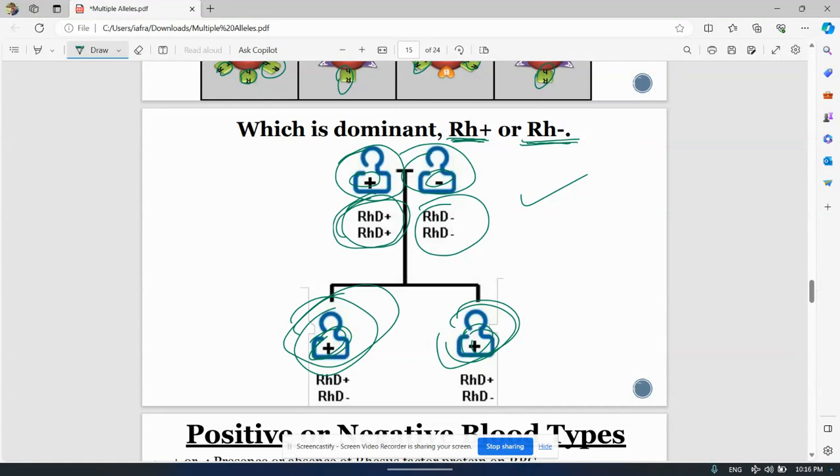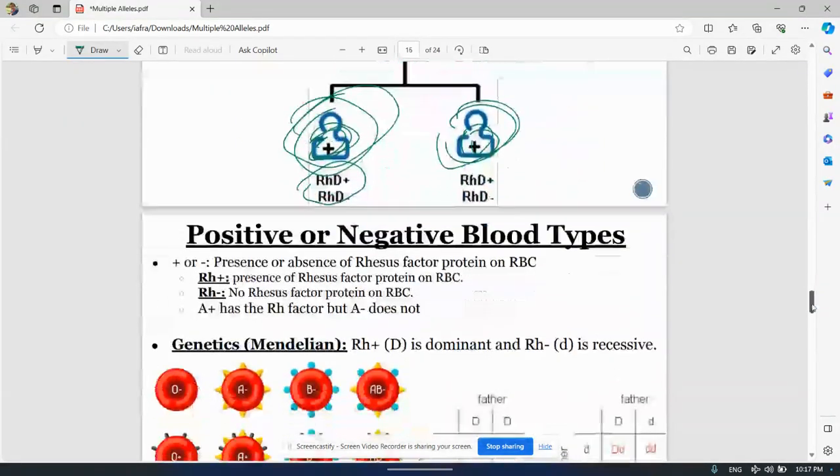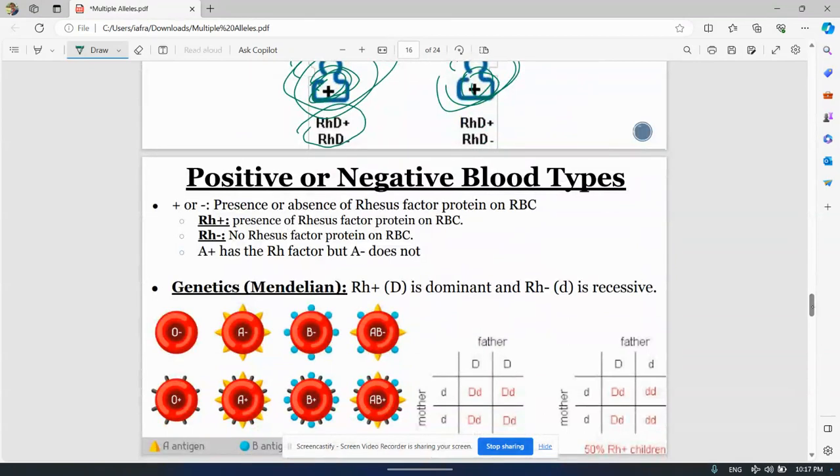From there, what can you conclude about the dominance? Is Rh plus dominant to Rh minus, or is it the other way around? Hopefully you're able to figure out that since this individual has the Rh plus and Rh minus alleles, and they're plus, this means that Rh plus must be dominant. That is called the rhesus factor. It's a protein on the red blood cell. Basically, if you have the protein, you're positive, you're Rh plus. If you don't have it, you're negative, Rh minus. So if you're A positive, it means you have the Rh factor. But if you're A negative, it means you do not have the Rh factor.